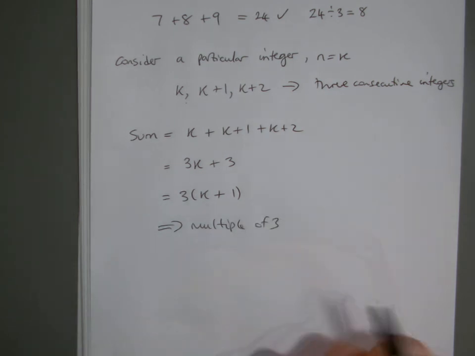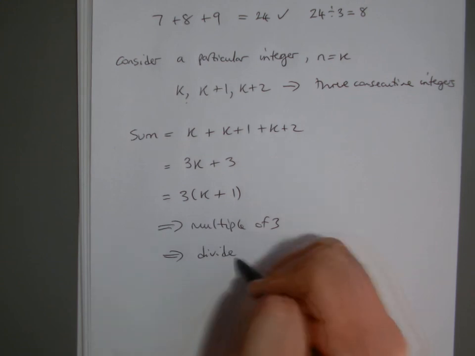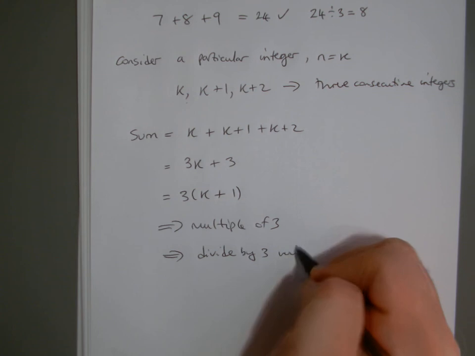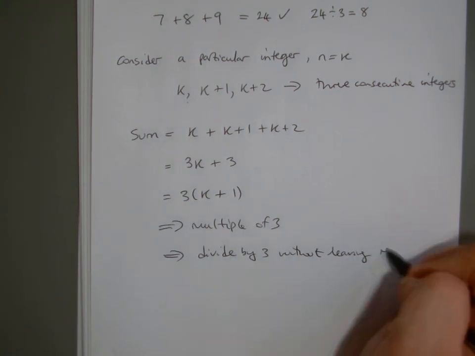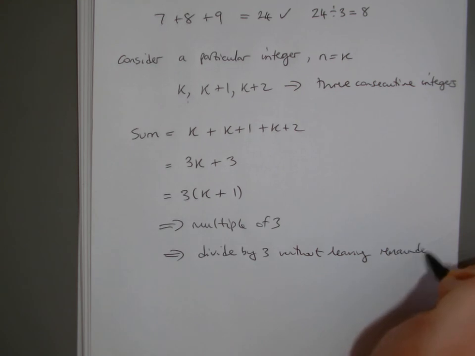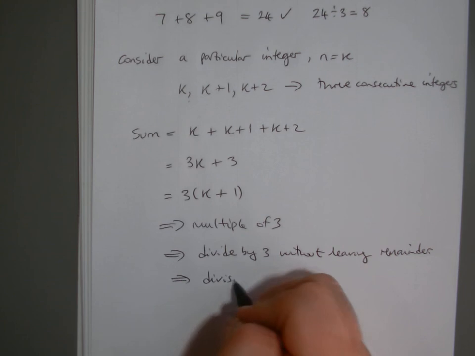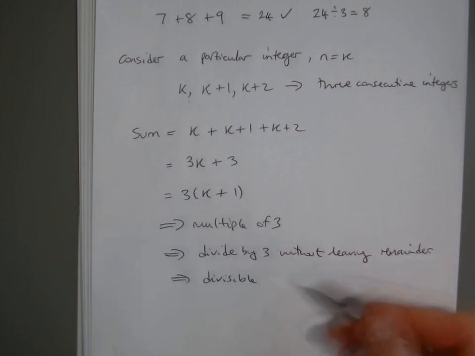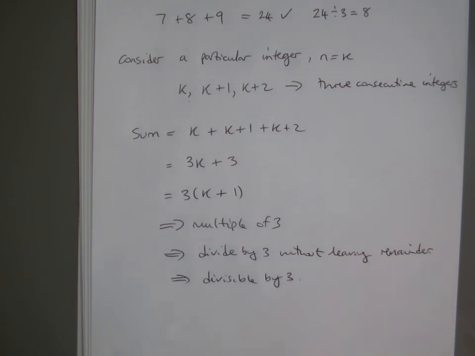If it's a multiple of 3, that means obviously you can divide it by 3 without leaving a remainder. It's important that we use that word divisible, because that's what divisible means. Divisible means you can divide it without leaving a remainder. So it's divisible by 3.